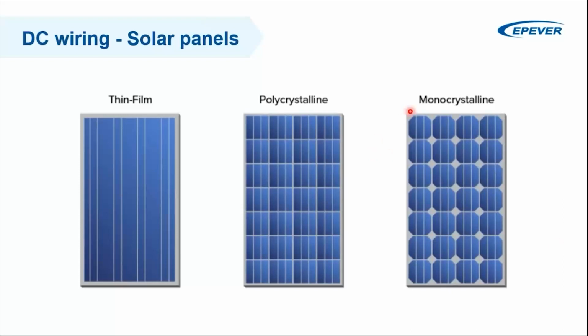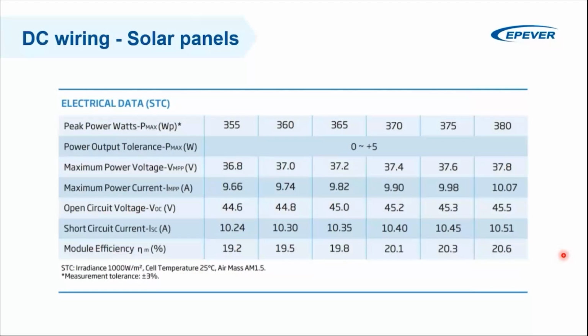They can come with different technologies like thin film, poly or monocrystalline. When choosing the solar panels, as mentioned before, you have to be careful about the specifications of the solar panel that you choose. One of those specifications is the peak power that you see here. So if, for example, I choose this PV module, the peak power would be 380 watts, the open circuit voltage would be 45.5, and the short circuit current would be 10.51.